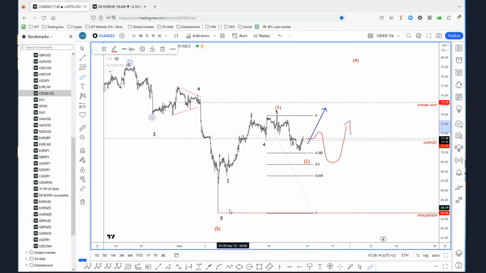But overall, as long as we are trading above that level, we know we are not wrong with this wave count. I will be expecting more upside. I'm looking for this triangle pivot at 75.30, which goes back to this minor triangle. Okay, so that would be my minimum upward objective probably next week.